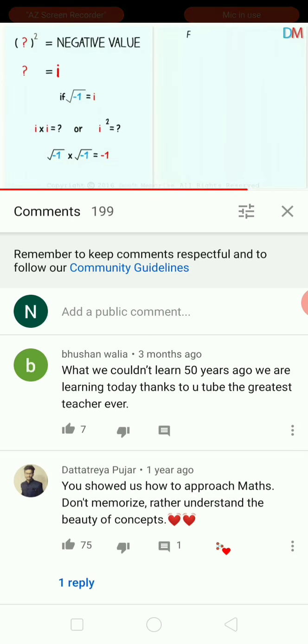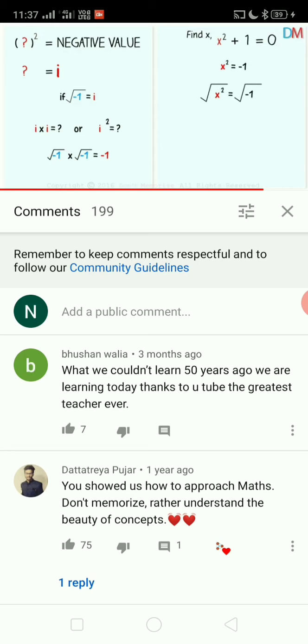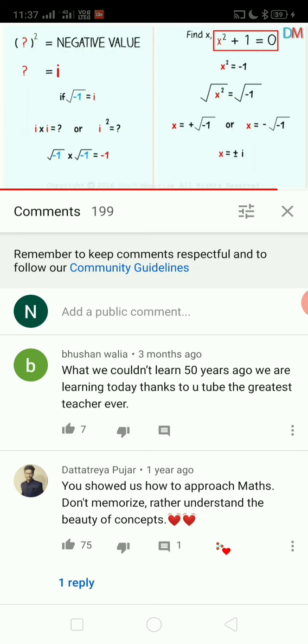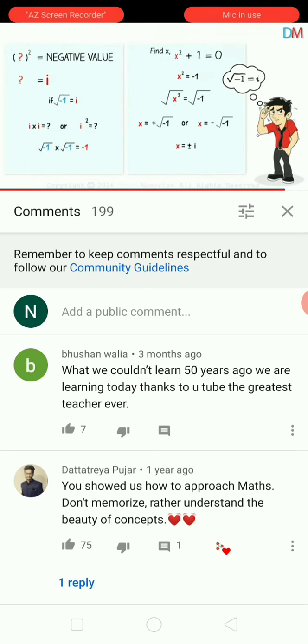And the next question was, can you find a solution to x squared plus 1 equal to 0? The answer is yes. Transposing 1 to the right-hand side, we get x squared as negative 1. Taking the square root on both sides, we get the value of x as root of negative 1 or minus root of negative 1. That is plus minus i. So what we learned in school wasn't incorrect. This equation has no real roots. Yes, it has imaginary roots. That's the concept of imaginary numbers for you.